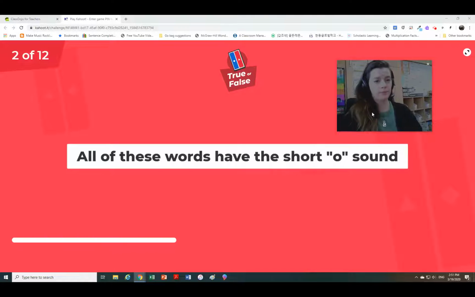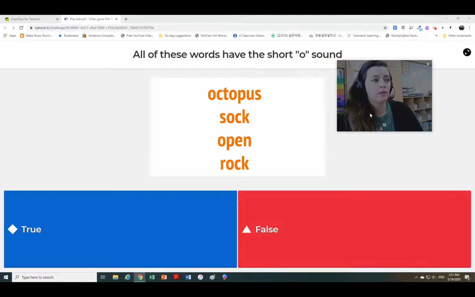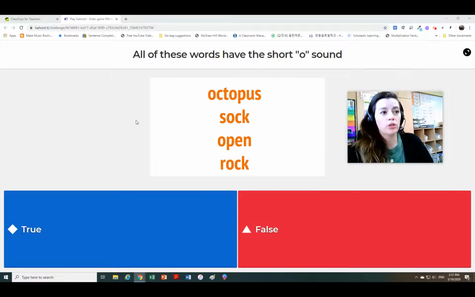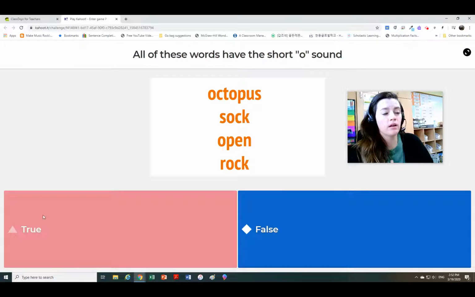All right, next one. Now, all of these words have the short O sound. Is that true or false? Octopus, sock, open, rock. Diamond or triangle? Number 2, which one do you think? Okay, ready? 3, 2, 1. It's false, because open, it's not open, it's open. So this statement, all of these words have the short O sound, is false.